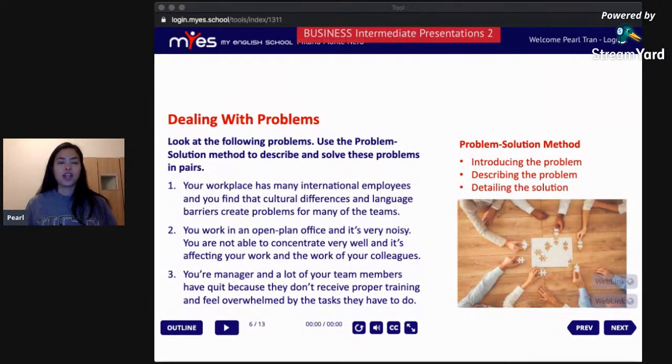Next problem, you're a manager, and a lot of your team members have quit because they don't receive proper training and feel overwhelmed by the tasks they have to do. Well, that's not good. It's not good as a manager, and it's not good for the company, especially if you're their manager and they're quitting on you. It shows your skills as a manager, which we don't want.